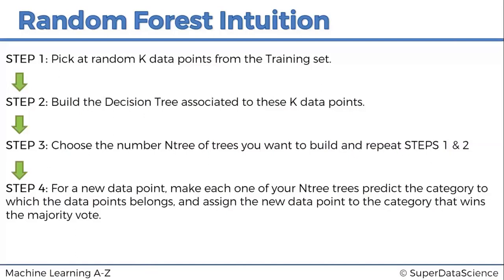Trees, you have a new data point. When you want to check where a new data point falls or how it's classified, you make each one of your trees predict the category the data point belongs to. Then you assign the new data point to the category that wins the majority vote. So that's how a random forest works.